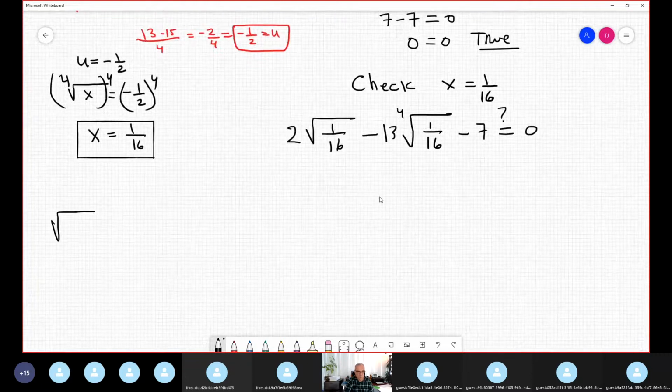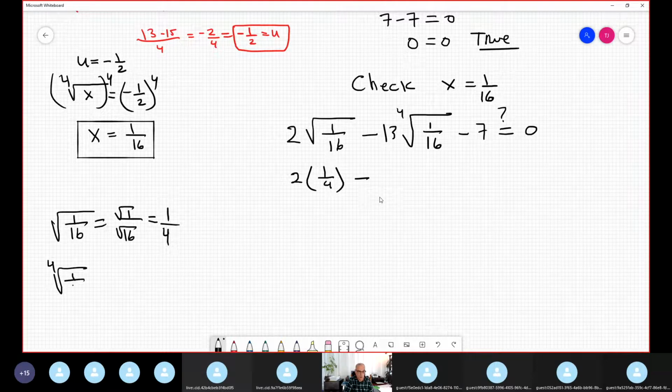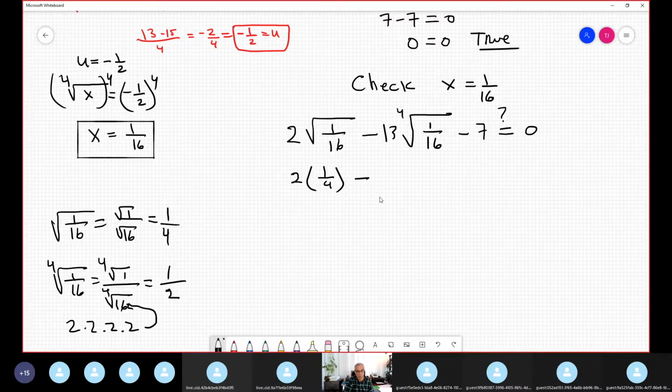The square root of 1 over 16 is equivalent to the square root of 1 divided by the square root of 16. The square root of 1 is 1, the square root of 16 is 4. So 1/4. 2 times 1 over 4, by the way, is 1/2. Minus the fourth root of 1 over 16, which is the fourth root of 1 over the fourth root of 16. 1 is a magic number: in any power or any root it is always 1. But the fourth root of 16 is 2, because 2 times 2 times 2 times 2 is equal to 16, right?